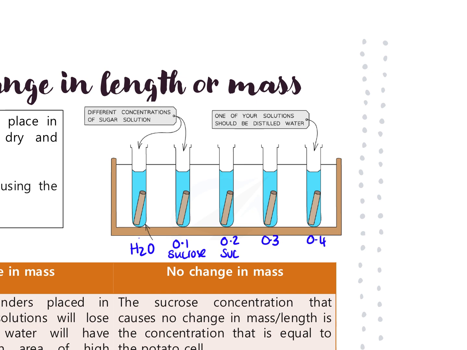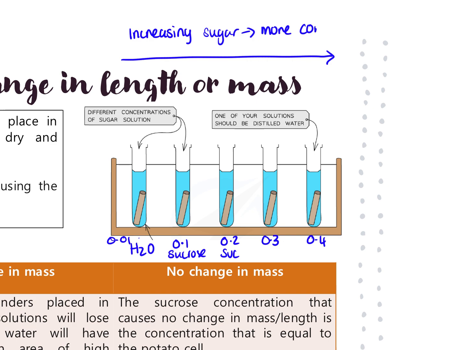Now, here's 0.01. What you can see here, what's happening to the amount of sucrose, which is my sugar, as I'm going up? So what's happening to the amount of sugar, Jack? I think increasing. It's increasing, absolutely. So in each of my solutions, I've increased sugar. Now, if I increase the sugar in a solution, that means it's becoming more concentrated.